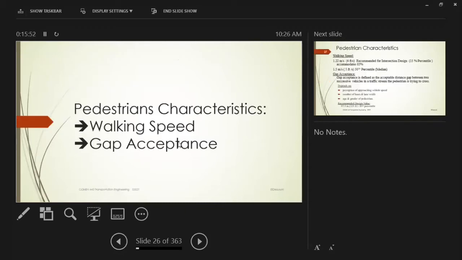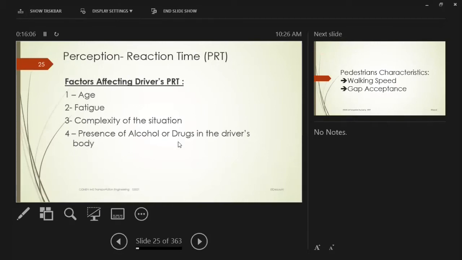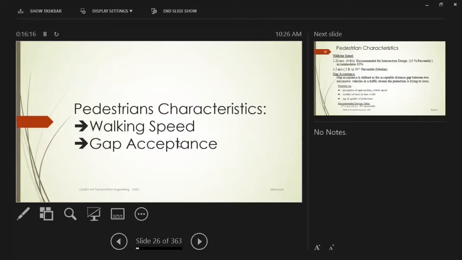Okay, so these are the characteristics of drivers that we are interested in. Just to recap what we discussed now, we discussed two issues, field of vision and perception reaction time. Both are the critical issues or the critical characteristics for drivers. Now for pedestrians, what are the characteristics that we are interested in? We are interested in the walking speed and in gap acceptance.